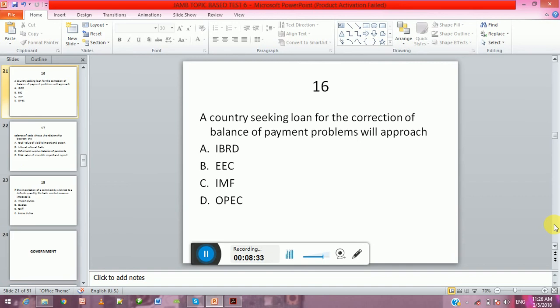Economics. A country seeking loan for the correction of balance of payment problems will approach A. IBRD, B. EEC, C. IMF, D. OPEC.